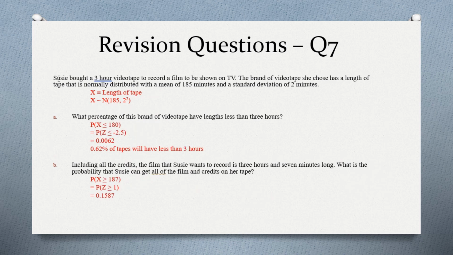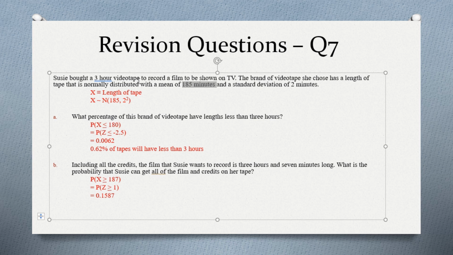Question 7. Susie bought a 3-hour videotape to record a film to be shown on TV. The brand of videotape she chose has a length normally distributed, 185, 2 square. What percentage? So when they ask you percentage, just make sure you follow the question and give the percentage. Have lengths less than 3 hours. Less than 3 hours. This is in hours. Your question given you in minutes. So it's your duty to change the hours to minutes. So I know less than 3 hours is less than 180 minutes.